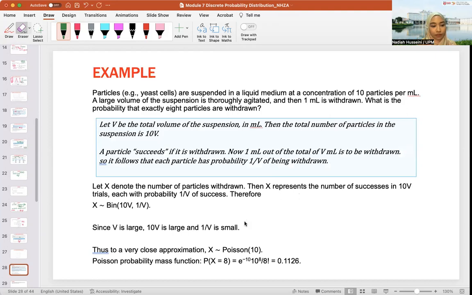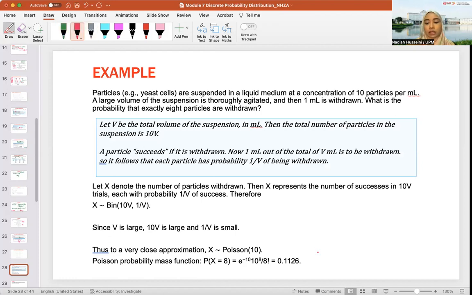Okay, so we have an example here that relates to the brewing of beer just now. Don't drink and drive. So here the particles, in this case, is the yeast cell, because they use yeast to make beer, are suspended in a liquid medium at a concentration of 10 particles per mil. I wish I could use another example, but this is the example that the Poisson distribution guy used. So a large volume of the suspension is thoroughly agitated, which means that it's shaking it vigorously.